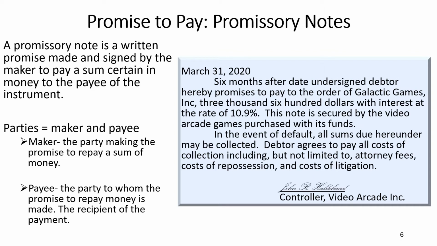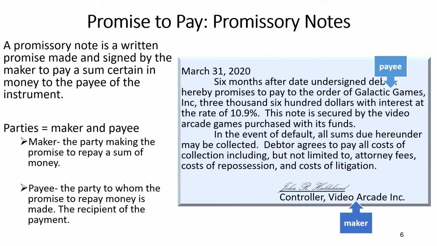The party making the promise, Video Arcade, who's promising to pay, and whom are they promising to pay? Galactic Games. So Video Arcade is our maker of the promise. Notice it's not John Haldebrand. John Haldebrand, as the controller, is signing this promissory note, but he's signing in his role as an authorized agent of the company. The party who's actually going to have to pay is the Video Arcade.